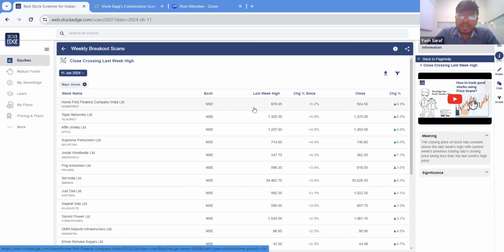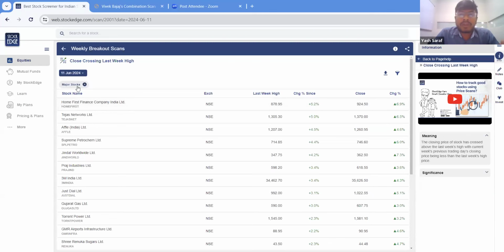So Home First Finance Company India Limited crossed 878.95, that is last week's high, yesterday, and closed at 924.50, and this is the reason it was able to qualify in this scan. So you are seeing the output here. Okay. Now before going into the details of the output, let me tell you all the other functionalities.